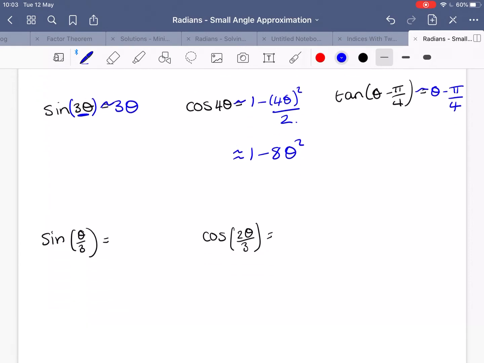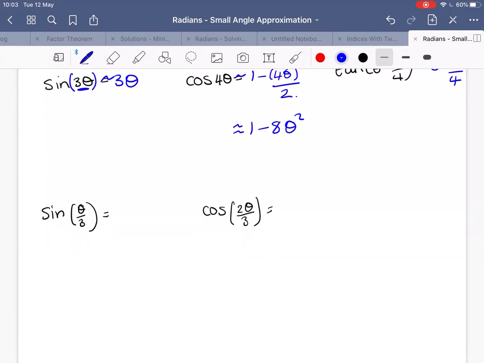Okay. Right, just a couple of other ones. Again, sine, we know sine theta equals theta. So this is the argument. So sine of theta divided by 3 is just going to be theta divided by 3. And I'll just show you this last one. We know cos theta is 1 minus theta squared over 2. So it's going to be 1 minus whatever the argument is squared. Oops, that divide shouldn't go all the way across because it's only over the theta squared over 2.